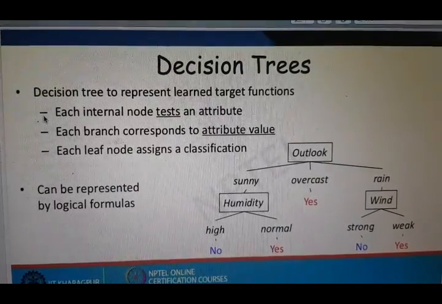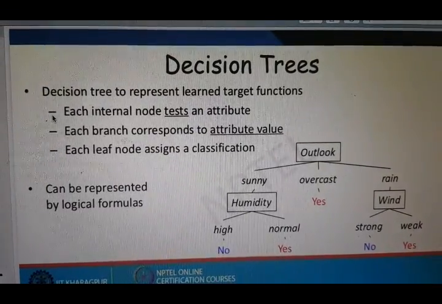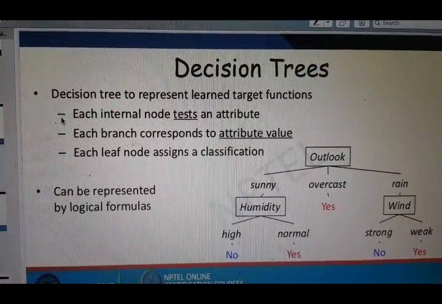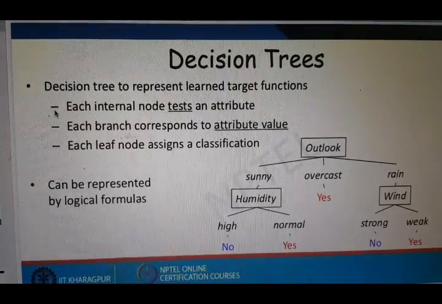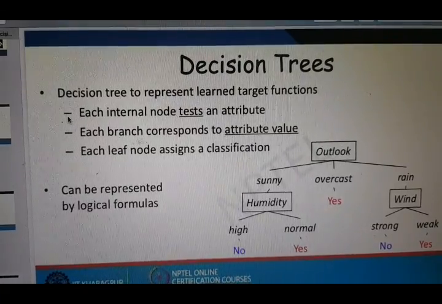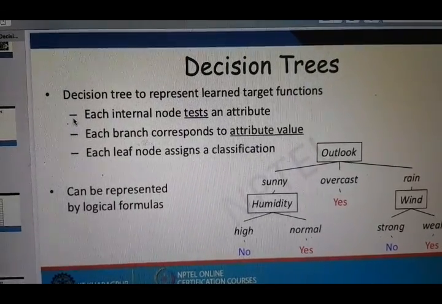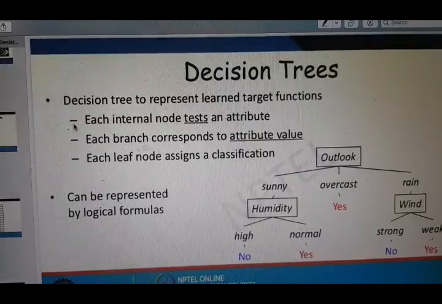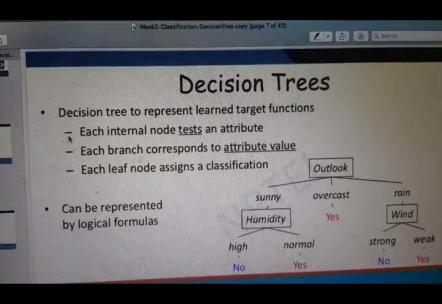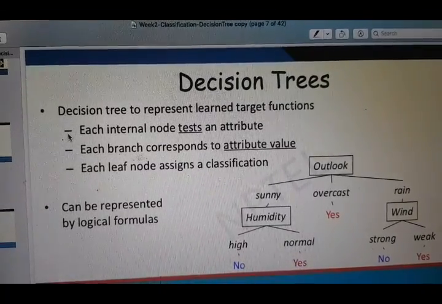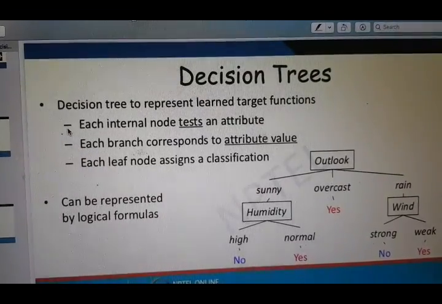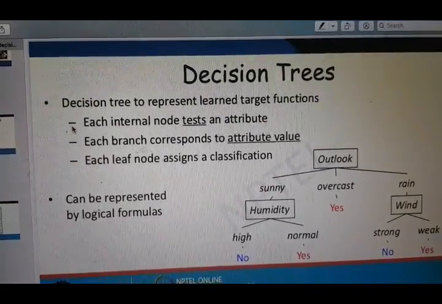Have a look at this. In decision trees, each internal node tests an attribute, each branch corresponds to an attribute value, and each leaf node assigns a classification. Here, if outlook is sunny and humidity is high, then tennis is not to be played. If outlook is sunny and humidity is normal, then yes, tennis is to be played. If outlook is overcast, then tennis will be played. If outlook is rain and wind is strong, tennis will not be played. If outlook is rain and wind is weak, then tennis will be played.